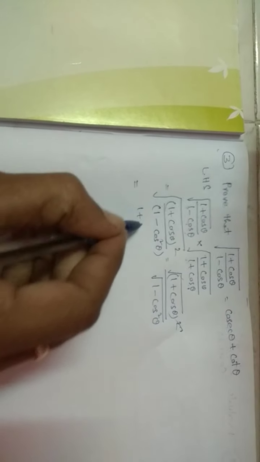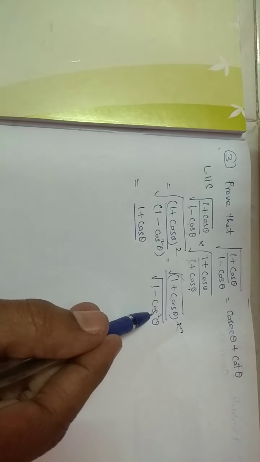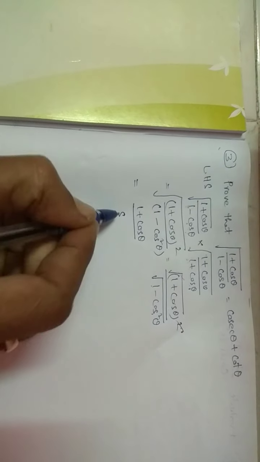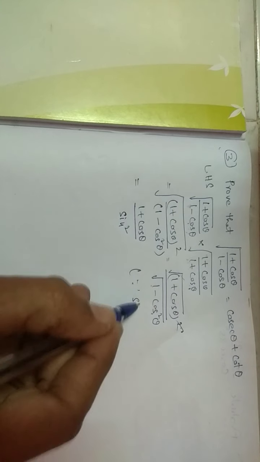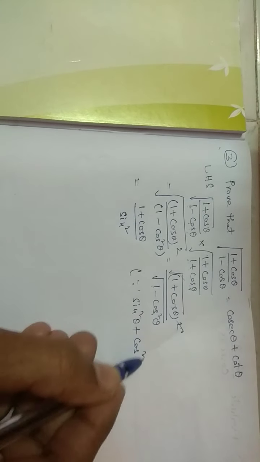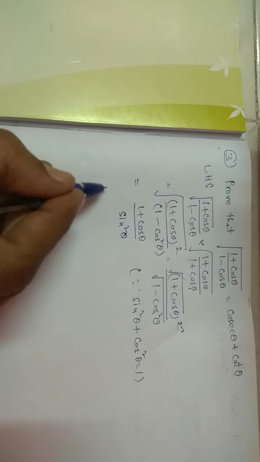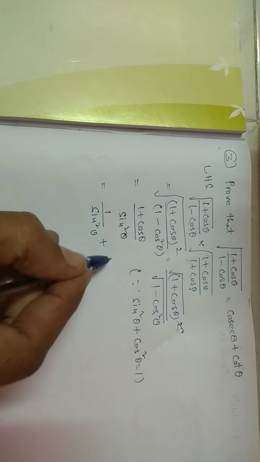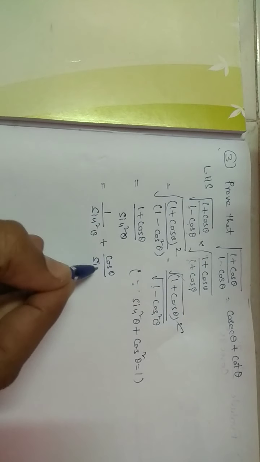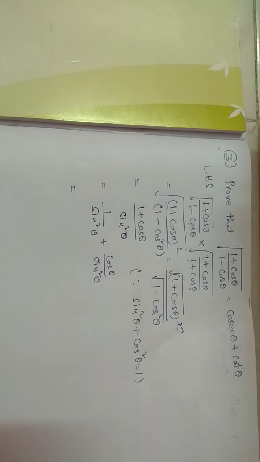So then we get 1 plus cos theta by, here, 1 minus cos square theta is nothing but sin square theta. Already we know that sin square theta plus cos square theta is equal to 1. So here sin square theta. Now this can be written as 1 by sin square theta plus cos theta by sin square theta. Here 1 by sin theta is nothing but cosecant theta.